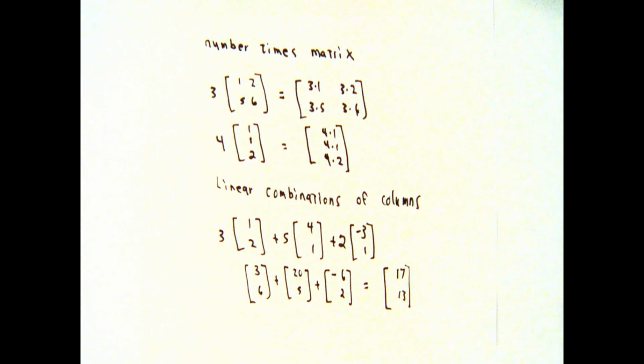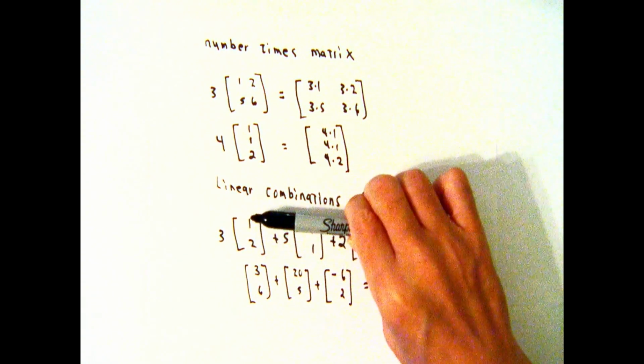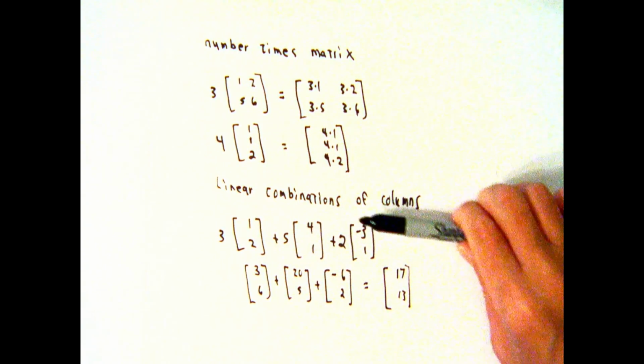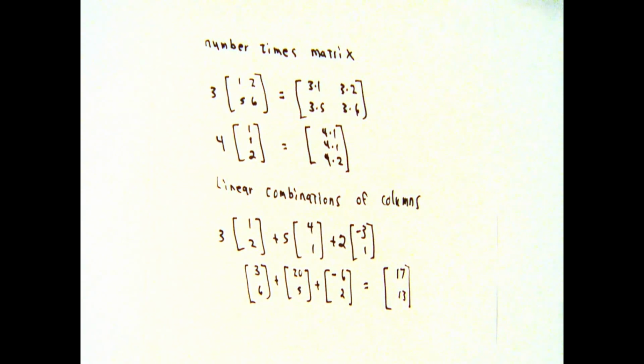As before, the vectors have to be the same dimension. These column vectors have 2 slots in each one of them. If one of those columns had had 3 slots, then this wouldn't make any sense to us.